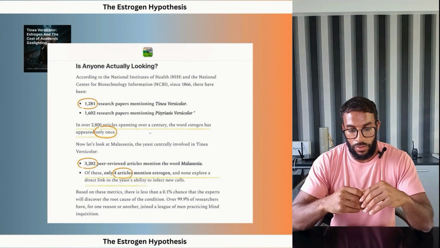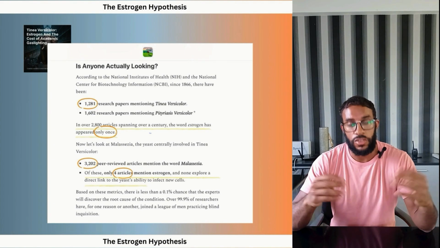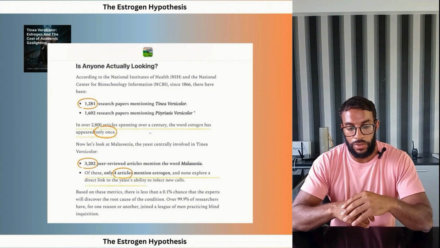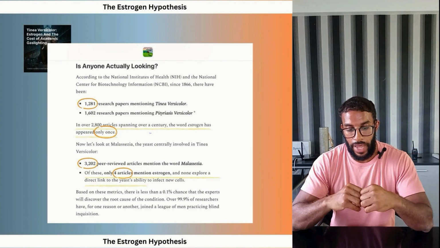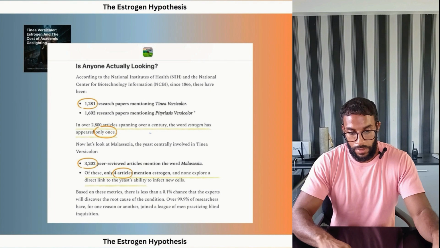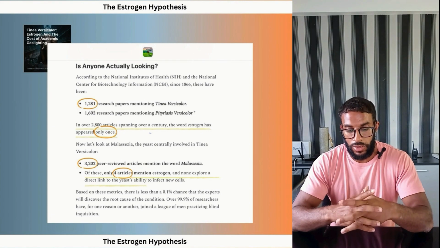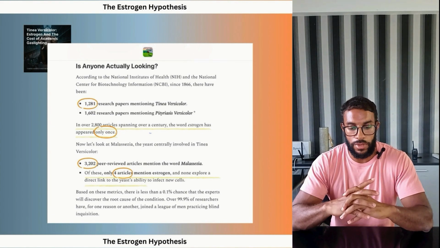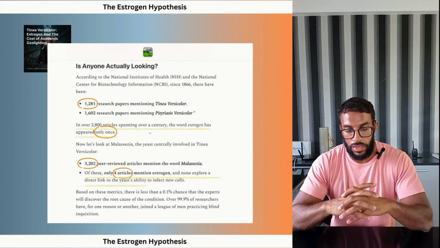If you look at the malassezia yeast centrally involved in Tinea Versicolor, there are 3,202 peer-reviewed articles mentioning the word malassezia. And of these, only 4 articles actually mention the word estrogen. You can go to the National Library of Medicine. I've even left links to these searches on my Substack. And so this essentially means, based on the metrics, that there's a 0.1% chance that the experts will discover the root cause of the condition.